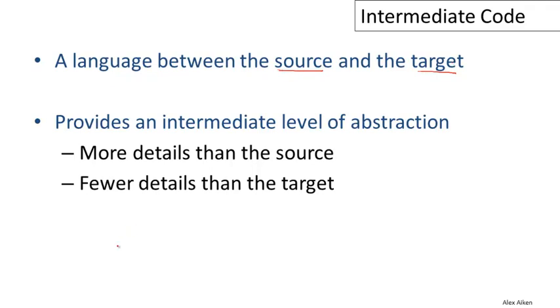So keep in mind what a compiler does. A compiler takes a program written in some source language, and it provides a translation of that program into some target language. And so in this class, for example, where often our source language is COOL and our target language is MIPS assembly code.